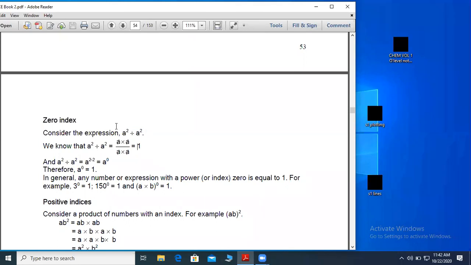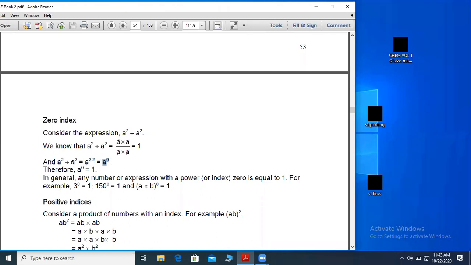But if we use the rules of indices, we have a squared divided by a squared. The base is a, even here the base is a. We shall just subtract the powers, and we shall have one base which is a, and the powers will be subtracted, so we have our answer as a to the power 2 minus 2, which is a to the power 0.